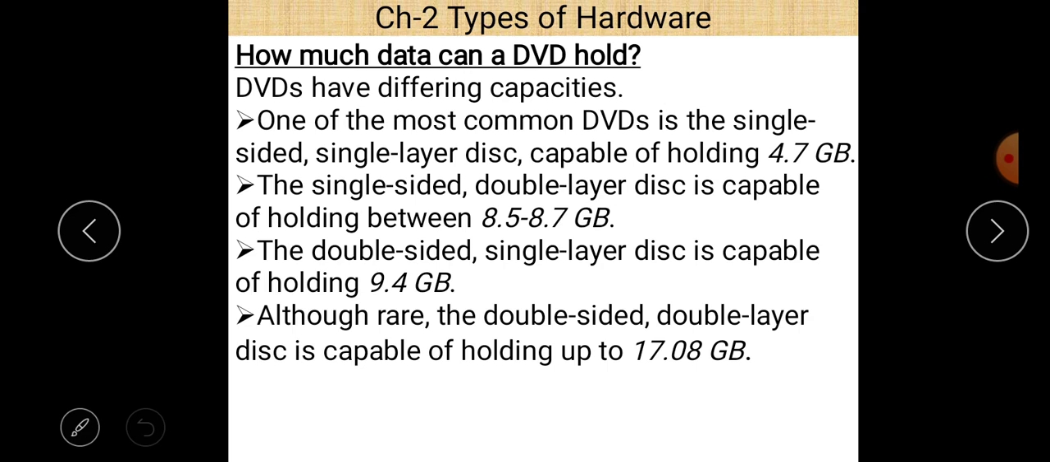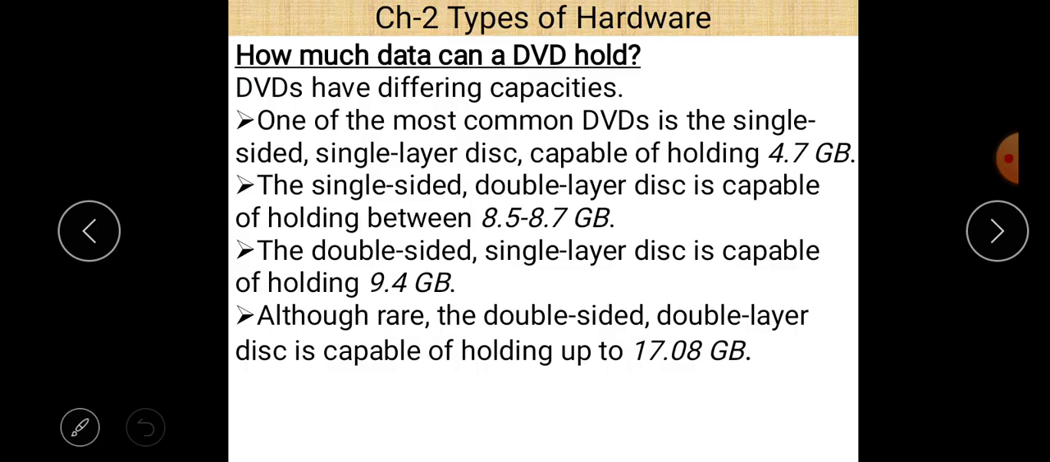Now, sir, the question which is most frequently asked: how much data can a DVD hold? Generally, a DVD holds data up to 4.7 GB, but it depends on the type of the DVD also. There are different types of DVD available in the market: single-sided single layer, single-sided double layer, double-sided single layer, and double-sided double layer. According to the type, storage capacities also differ.